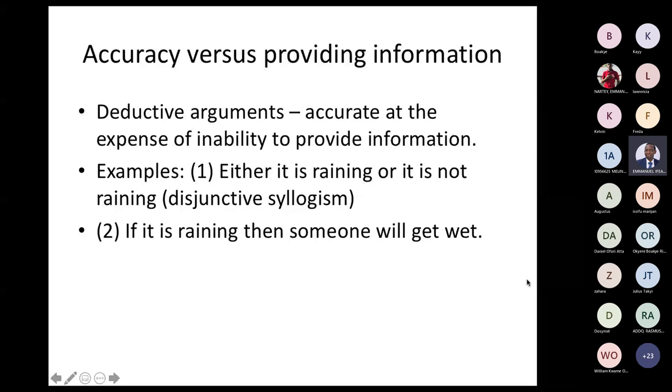Now, the second example. If it is raining, then someone will get wet. Does this statement tell you whether it is raining? No, it doesn't. It just tells you that if it does rain, then this is what will happen to someone. Now, can you fault these statements? No. You can't really fault these statements because they are 100% true. But the reason why they're 100% true is also the reason why they are not providing you with any information about the weather.